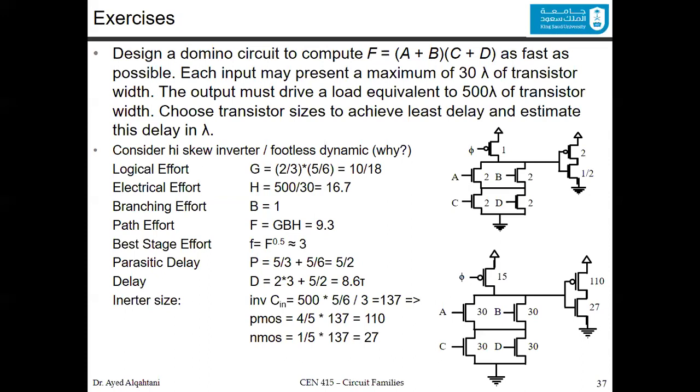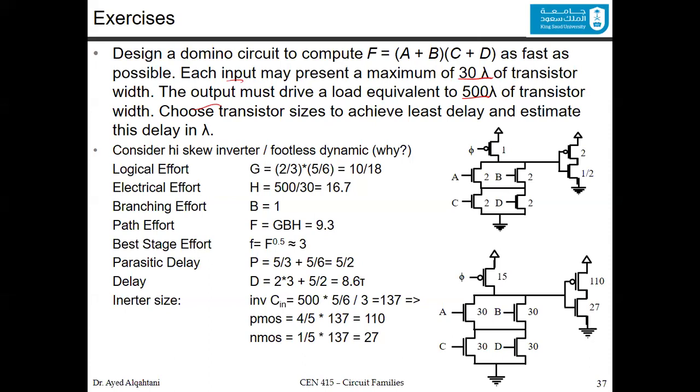Now the last exercise, and this is basically like a design problem with certain properties. So let's read into it and try to understand it. It says design a domino circuit to compute this function. Good, it's domino, and there is no bar. That's good. As fast as possible. And it further says each input may present a maximum of 3 lambda. So that's the input. And the output is 500 lambda. Also, it mentions to choose the transistor size to achieve the least delay and estimate this delay in lambda. That was the requirement of this question.